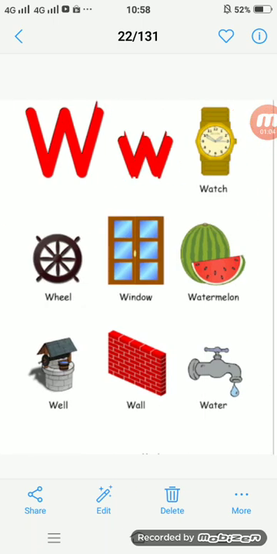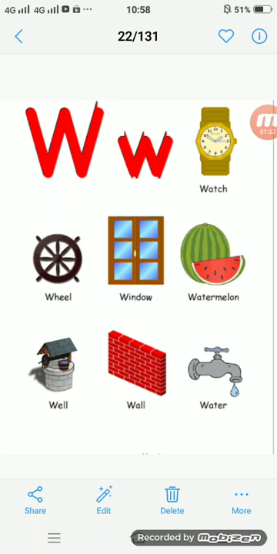W wa watch, W wa wheel, W wa window, W wa watermelon, W wa well, W wa wall, W wa water.